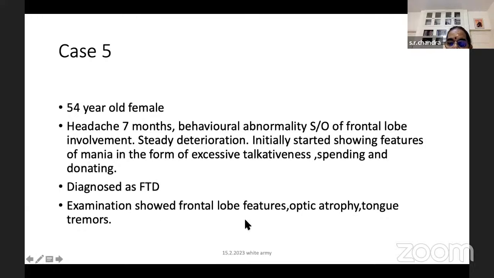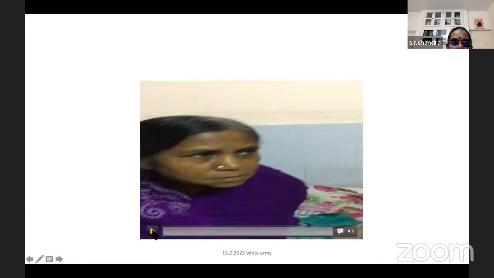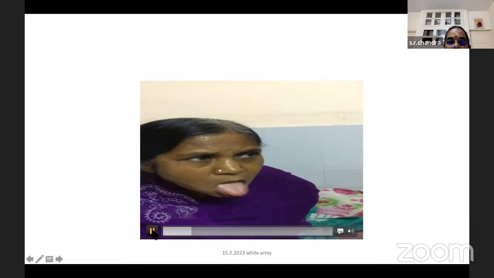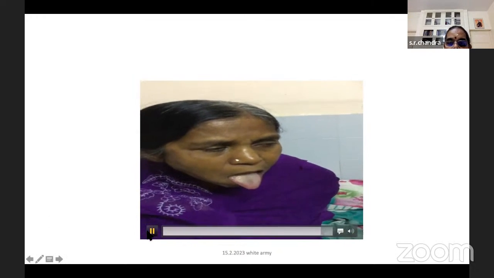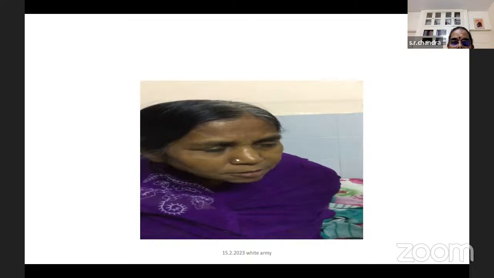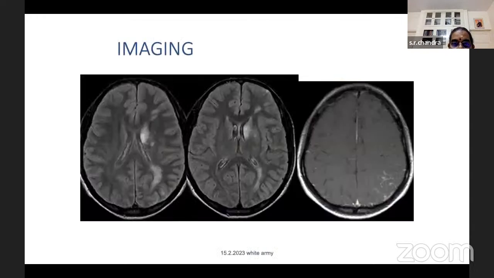Examination showed frontal lobe features. She had optic atrophy, and the tongue showed the clue. You can see this tongue. This is a trombone tongue. Trombone tongue is seen in many conditions, including Wilson's disease, but in this context of meningitis, it is a clue for neurosyphilis. Then we examined her husband. He was positive, but he did not have meningitis. Whereas this lady contracted it from her husband, but she developed syphilitic meningitis.